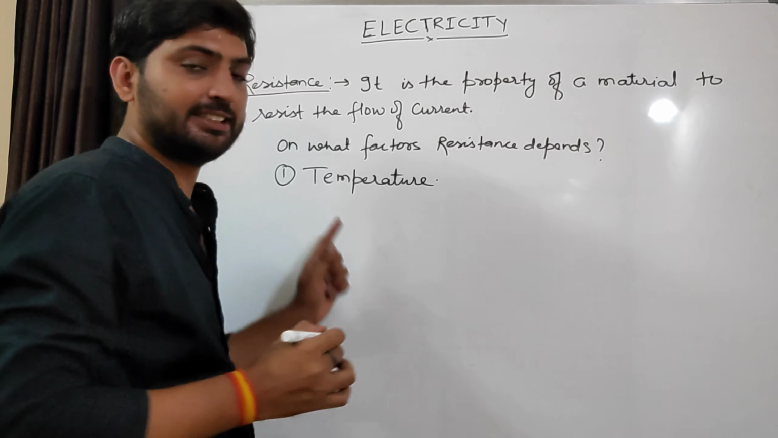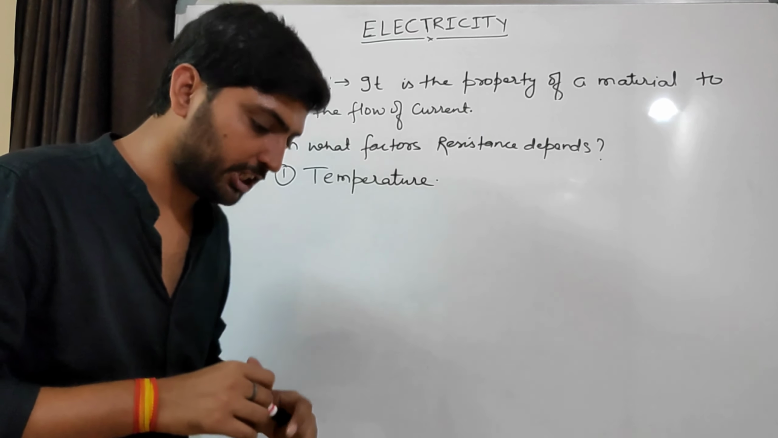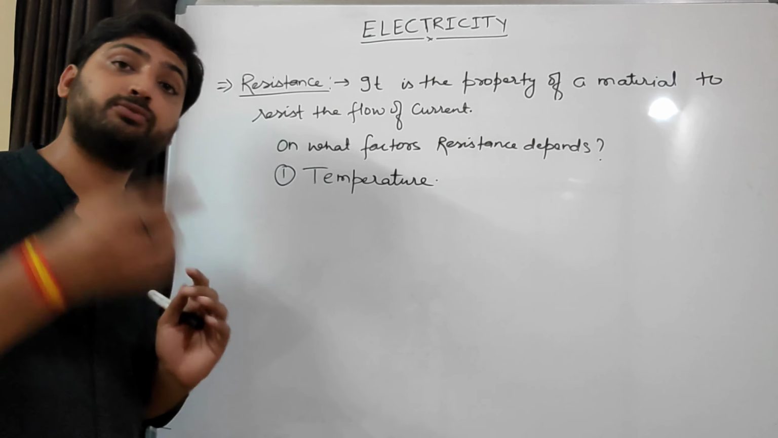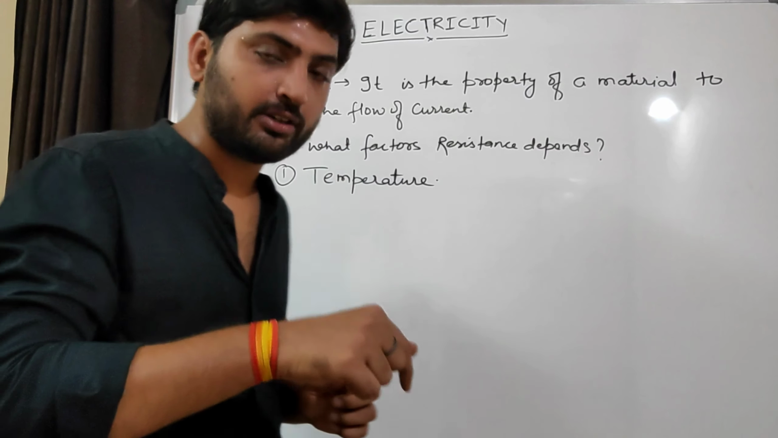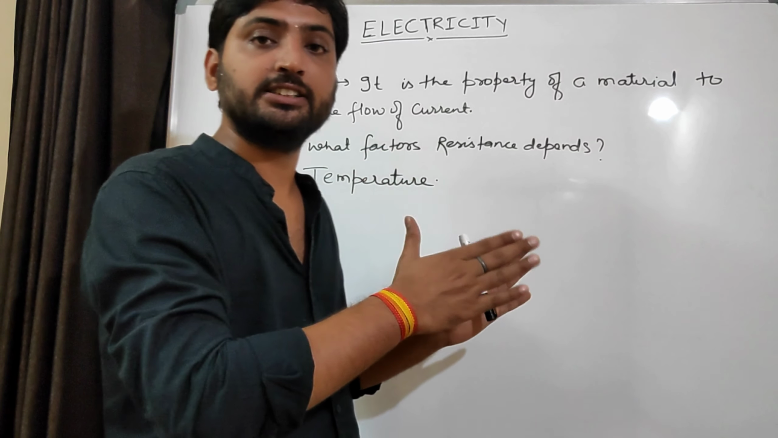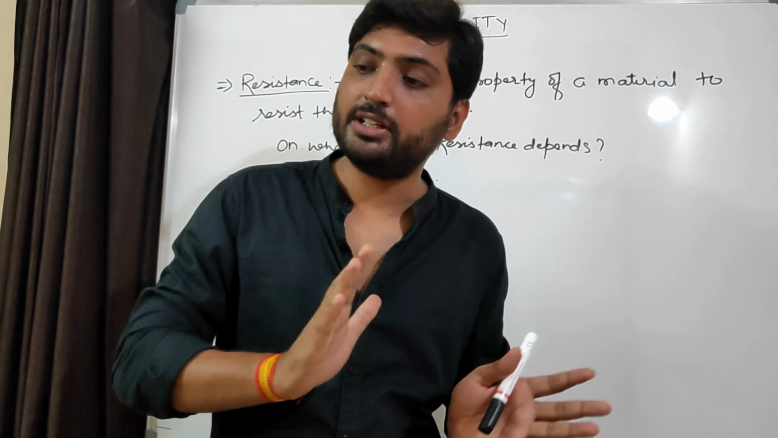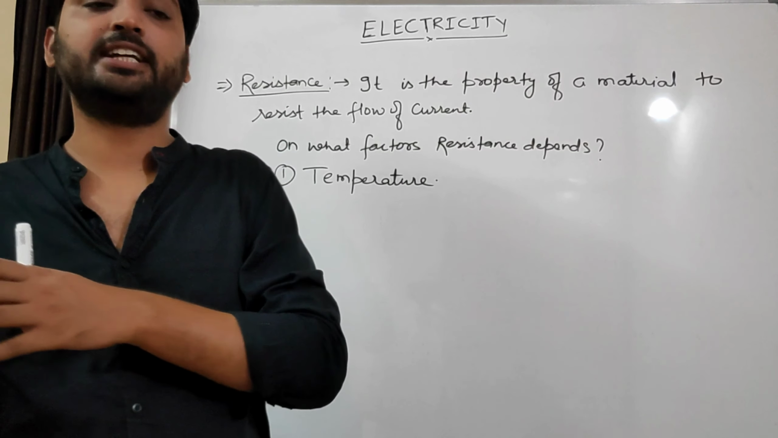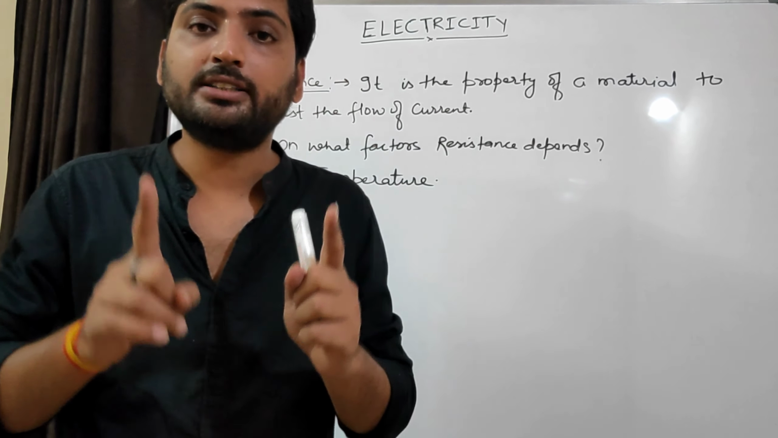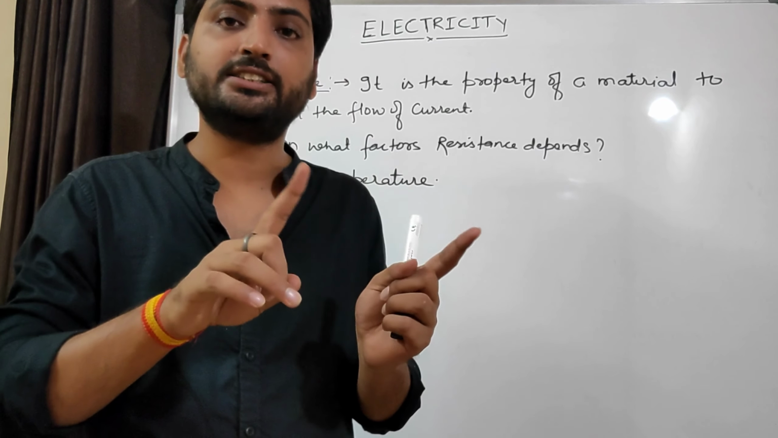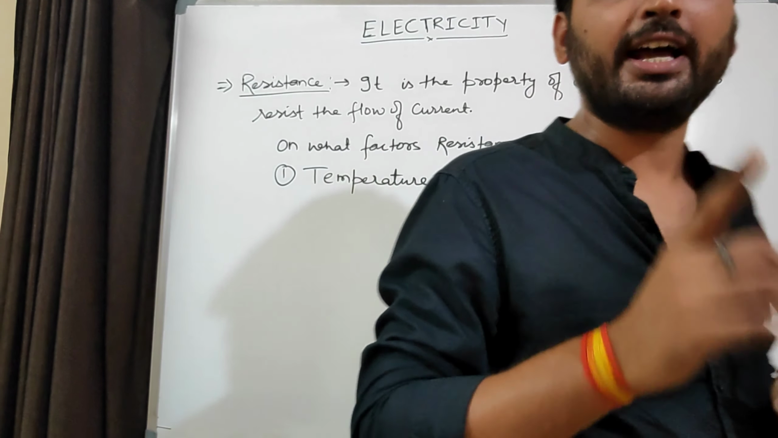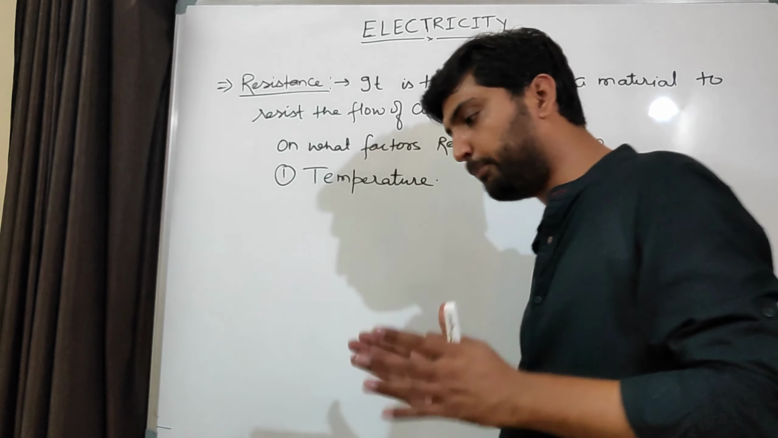Temperature. The resistance depends upon temperature. If we change the temperature, the value of resistance will change for the same material. If copper is placed at 20 degrees centigrade, then we calculate the value of resistance, and if the copper is placed at 60 degrees centigrade, then we calculate the value of resistance. We will observe that in both conditions the value of resistance is different. It means the value of resistance depends upon temperature.